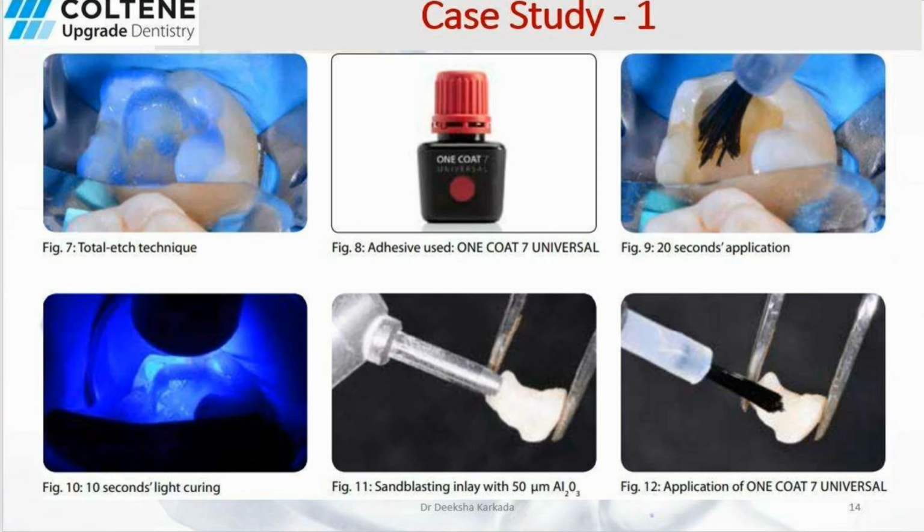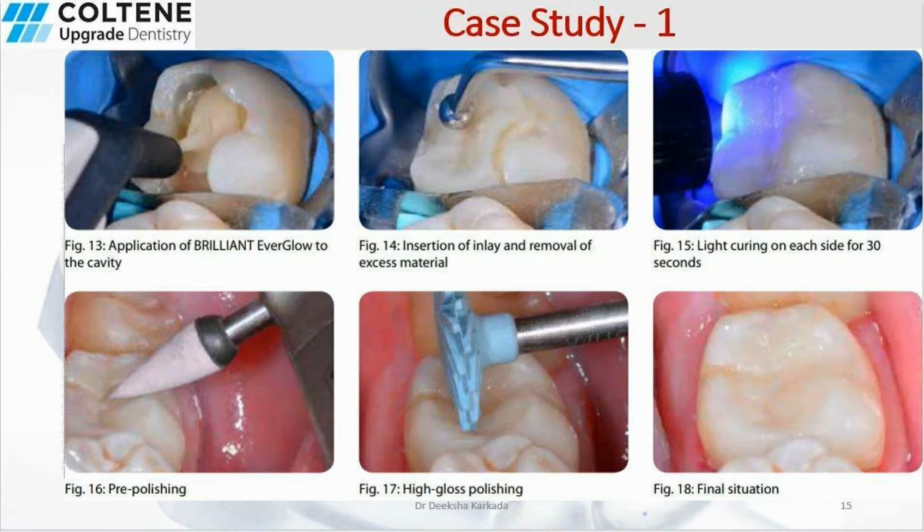Then the tooth surface is etched using an etchant, and then it is rinsed and dried. An adhesive called One Coat 7 Universal was applied for 20 seconds and cured for 10 seconds using light curing. The inlay was sandblasted using 50 micrometer alumina, and then One Coat 7 Universal, that is the bonding agent, was applied on the inlay surface. A highly aesthetic submicron composite called Brilliant Everglow was applied to the cavity, and then the inlay was inserted and the excess material was removed.